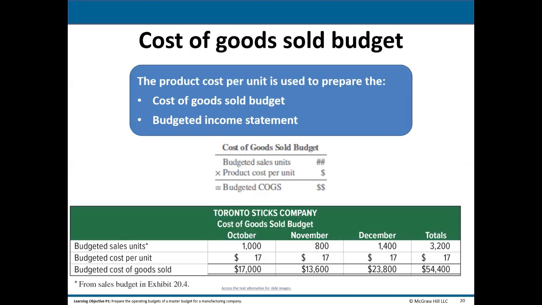So now the budgeted product cost per unit can be used to prepare the cost of goods sold budget. We use the budgeted sales units from Exhibit 20.4 multiplied by the budgeted cost per unit that we just calculated from Exhibit 20.10. So in October, we've got the 1,000 units. That's how much from the sales budget that we said we're going to sell in October, right? And then times the $17, that's what we just calculated. So for October, our budgeted cost of sales is $17,000.